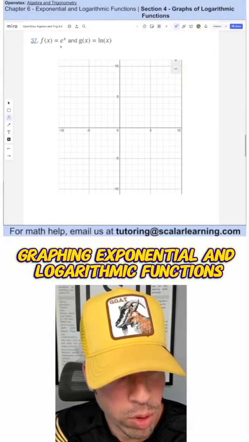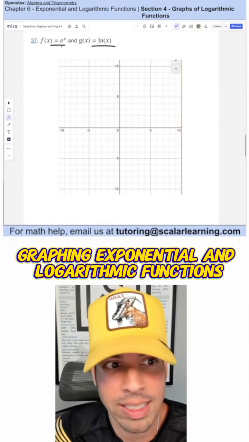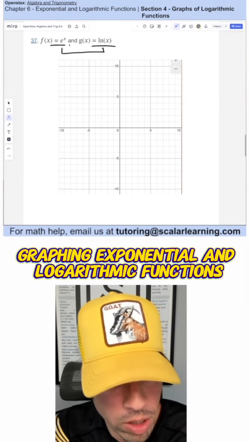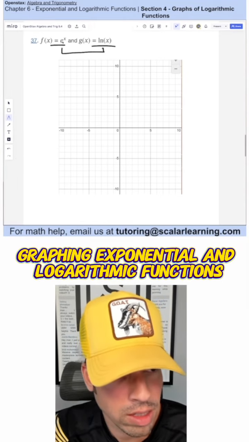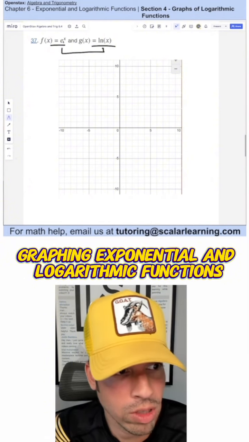We're meant to graph both of these on this graph here. So first we're going to graph f of x equals e to the x, our exponential. And by the way, these are both inverses of each other, if you didn't notice that, because this is e to the x, that's logarithm base e of x. Well, anyways, let's graph this one first.